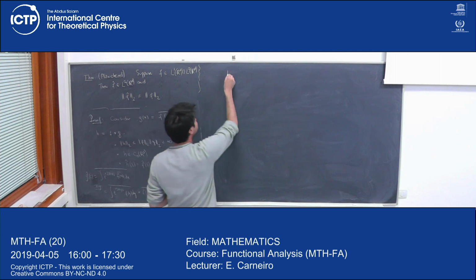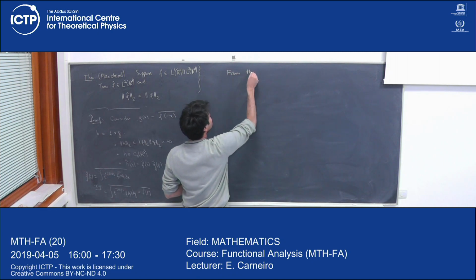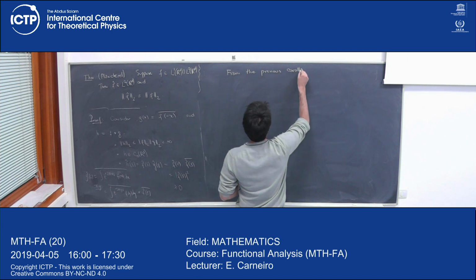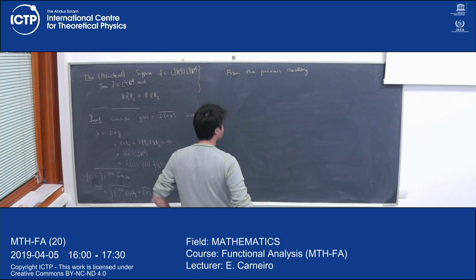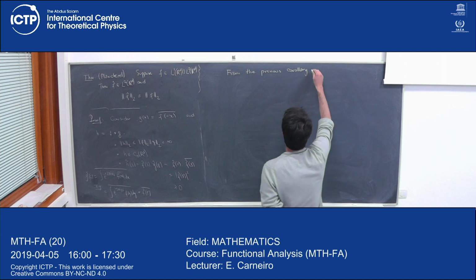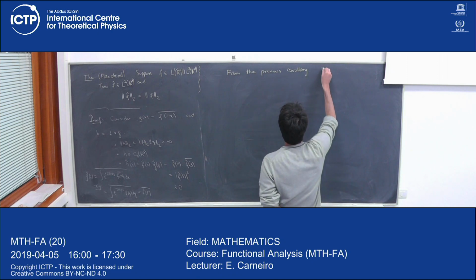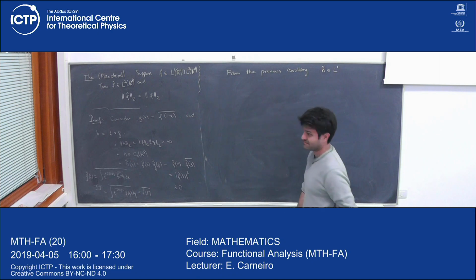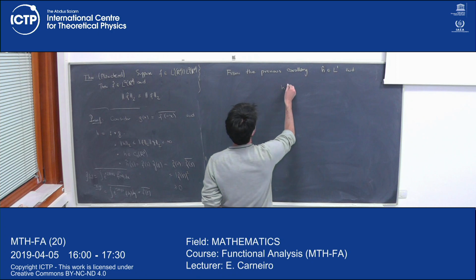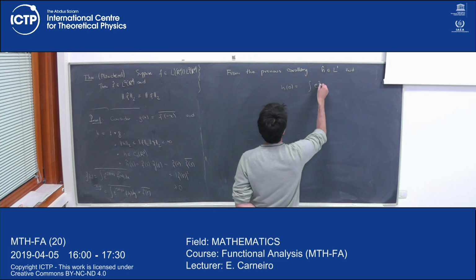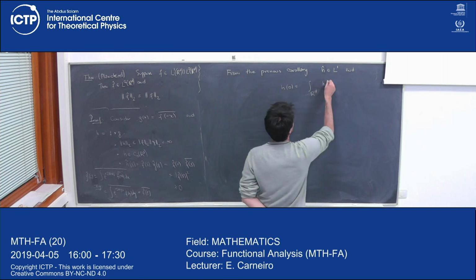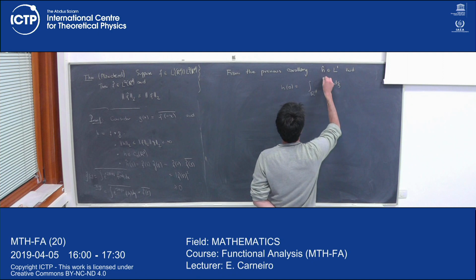So, from the previous corollary, what you have is that h hat belongs to L1 and h of 0 is just equal to the integral of h hat of c dc.